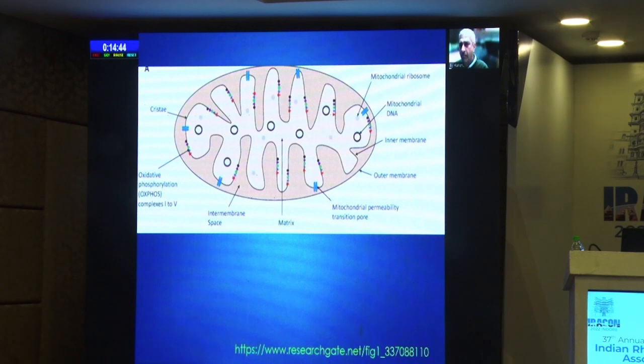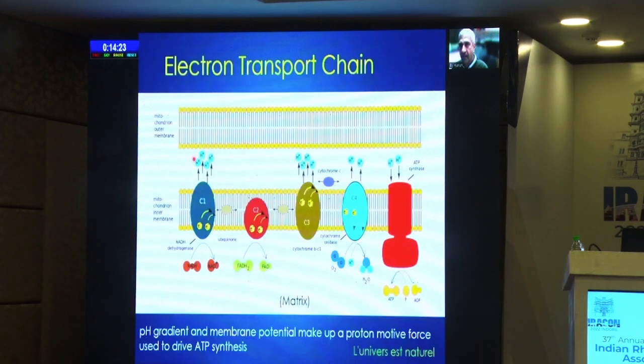This is a schematic of a mitochondrion. We can see the mitochondrial outer membrane, the inner membrane, the matrix, and the intermembrane space, and also the proteins of the electron transport chain on the inner mitochondrial membrane. The electron transport chain consists of a series of proteins embedded in the inner mitochondrial membrane. It is called the electron transport chain because these proteins transport electrons.